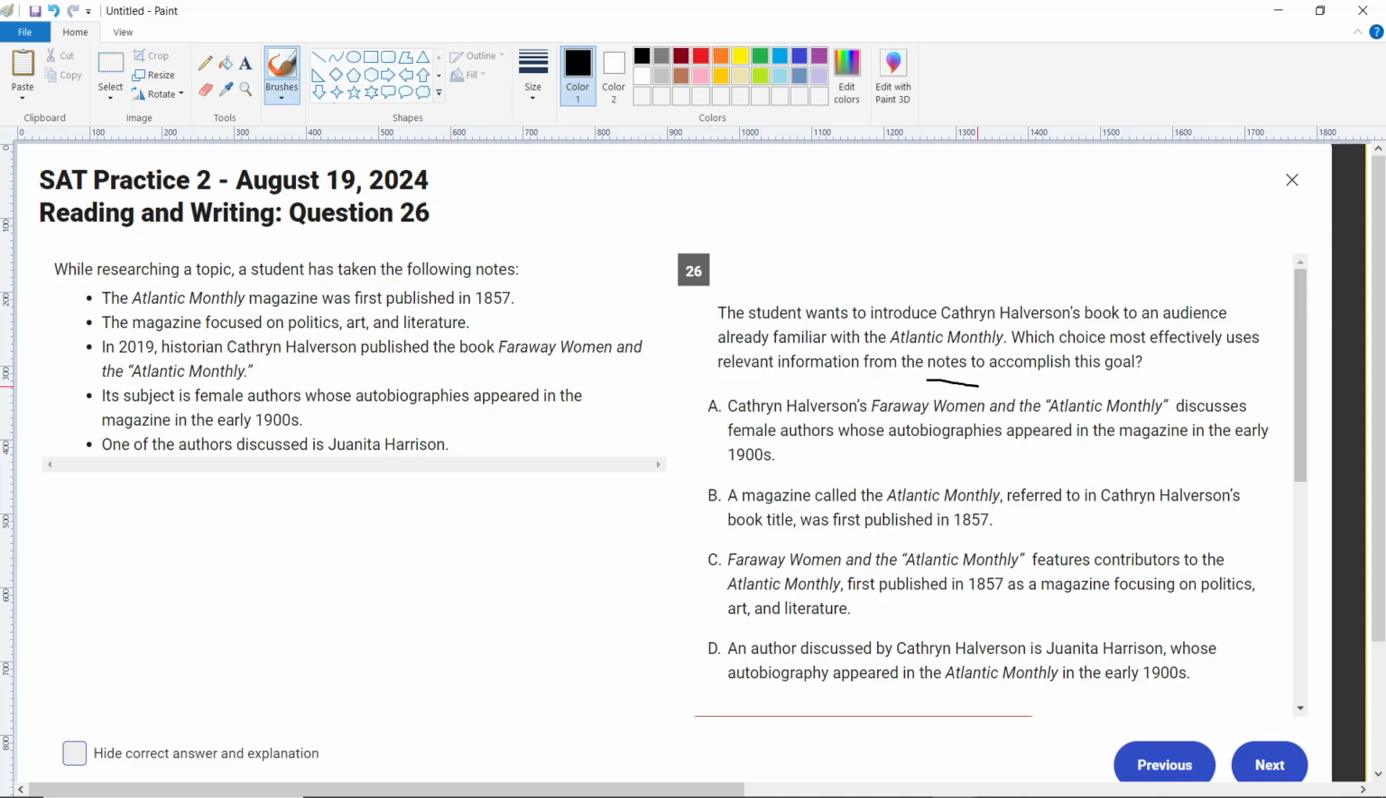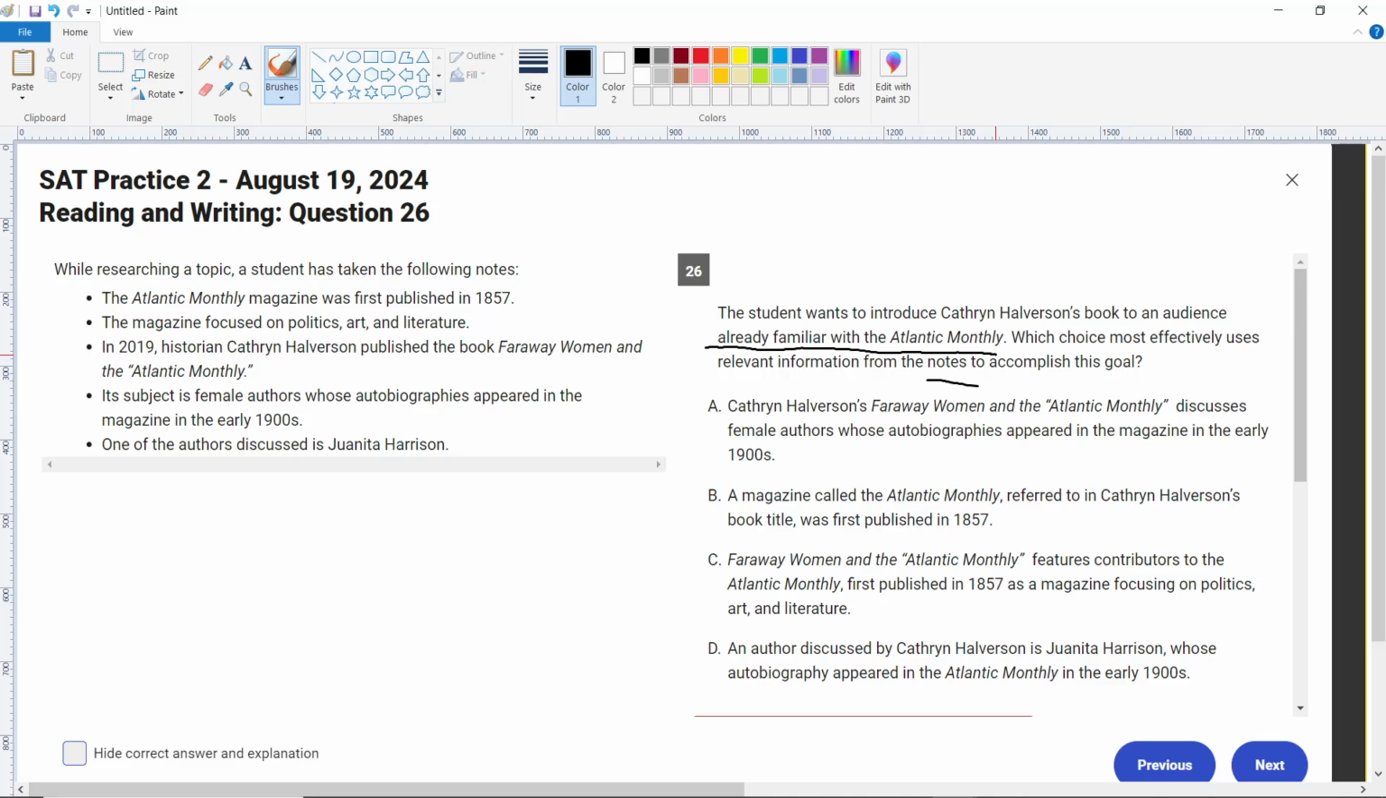In a notes question, step 1, look at the answer choices, eliminate those that do not mention what the student wants to accomplish. In this case, introduce Helverson's book to an audience already familiar with the Atlantic Monthly. If it says already familiar with the Atlantic Monthly, that means it better not introduce the Atlantic Monthly or explain it. That would be a waste of time to an audience already familiar with it, but the student wants to introduce Katherine Helverson's book to this audience.